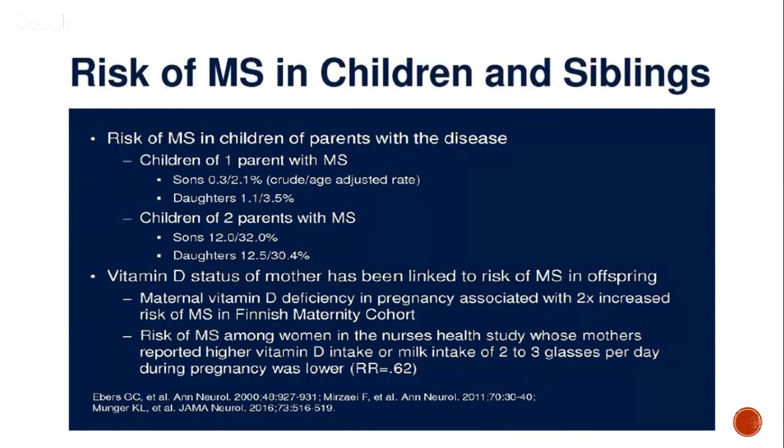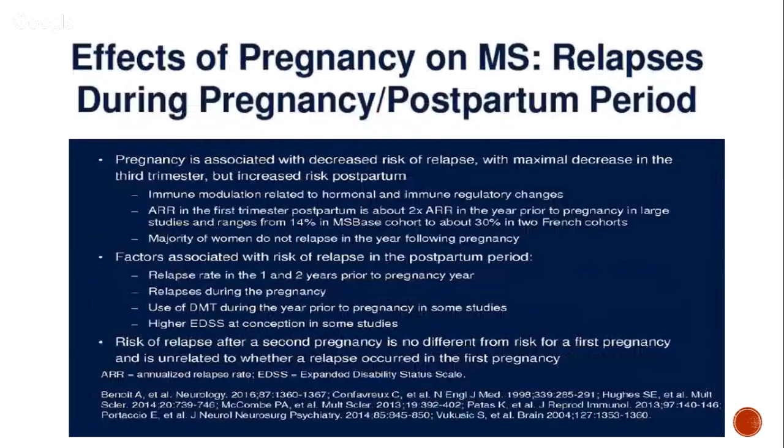The risk was lower. So overall, you would want to advocate that anybody who's getting pregnant, in addition to prenatal vitamins, make sure that their vitamin D levels are normal, because lower vitamin D increases the risk of having multiple sclerosis in the child. That's only for women with already MS.